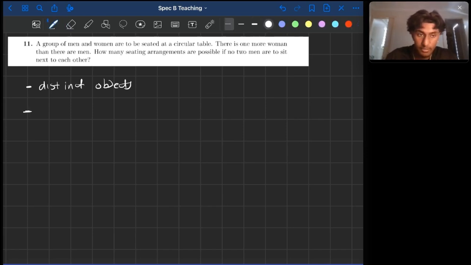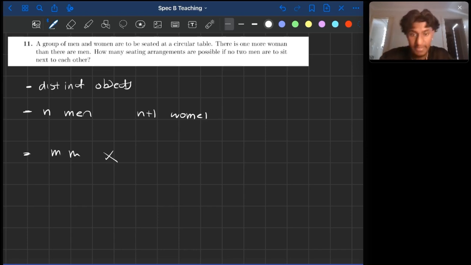Distinct objects. The second one is that there is one more woman than man, and it doesn't specify how many they are. So we are dealing with an ambiguous case where we let pronumerals equal what we want. So I'm going to say n men and n plus 1 women. And it says no two men can sit next to each other. So now we have all the key takeaways from the question. We need to figure out, let's write this down, we can't have two men. Now we need to solve it. How I'm going to solve it is we have this n plus 1 women here. I'm going to separate this group into two subgroups. The first group contains n women, and the second group contains 1 woman.